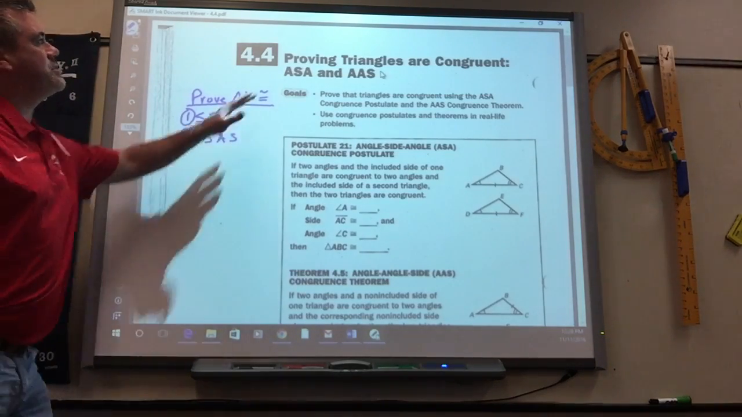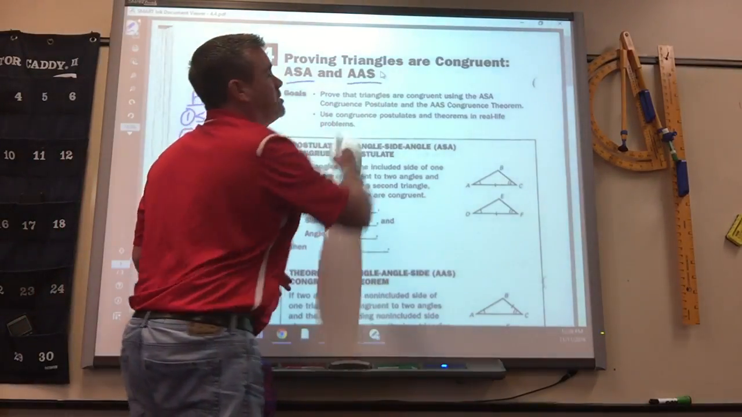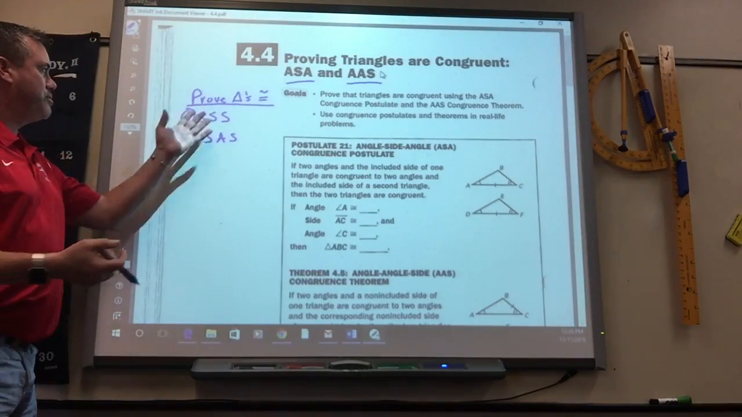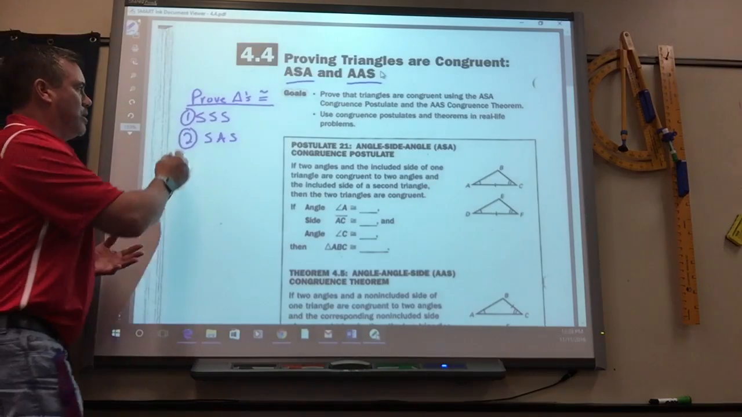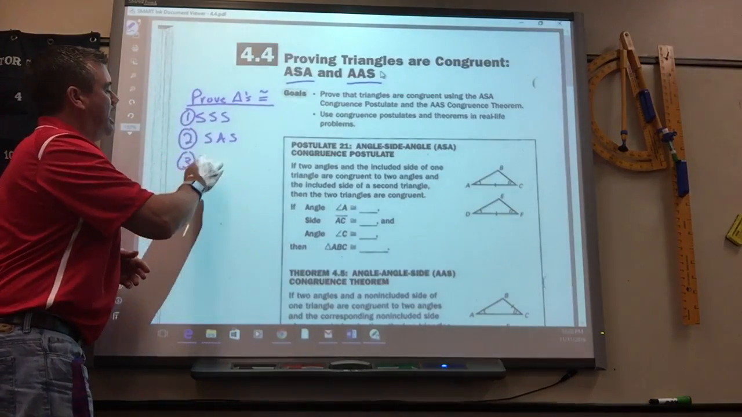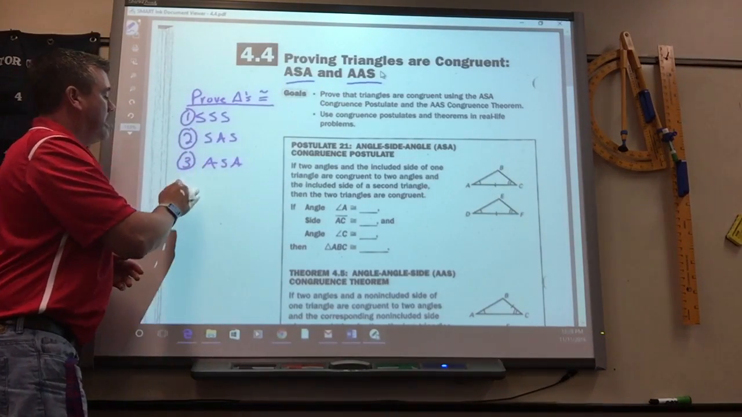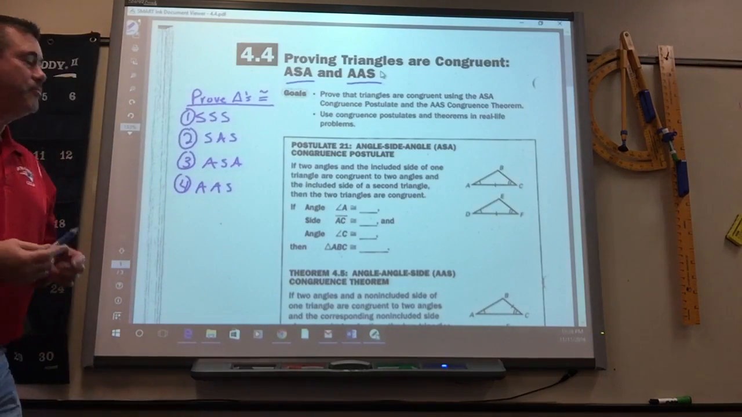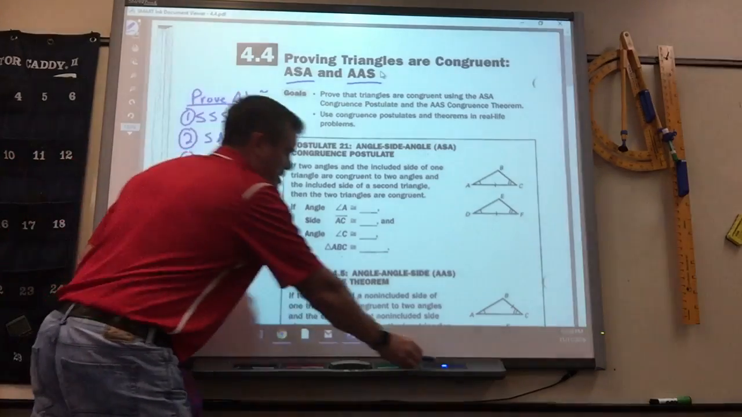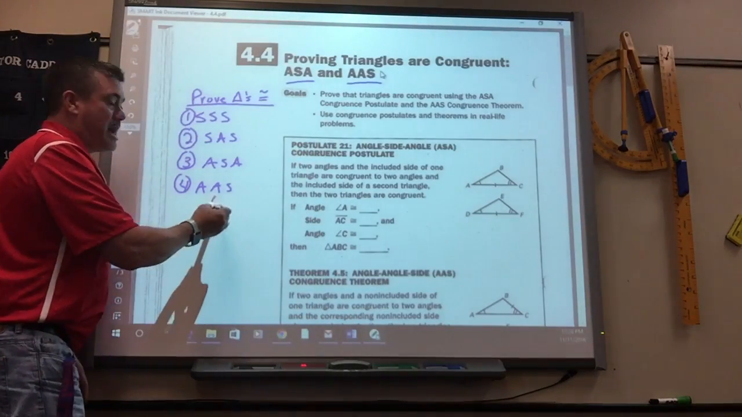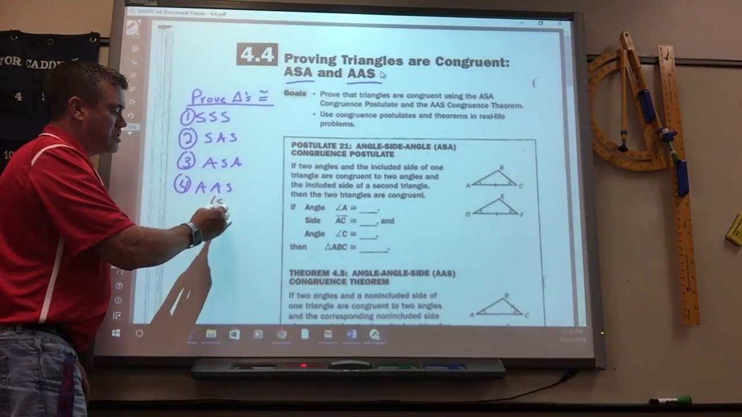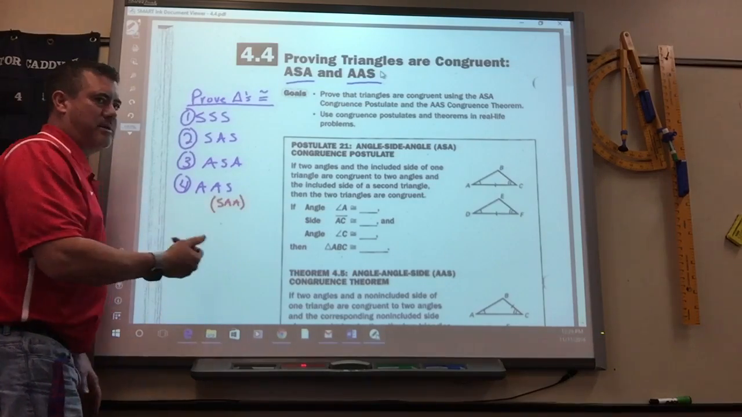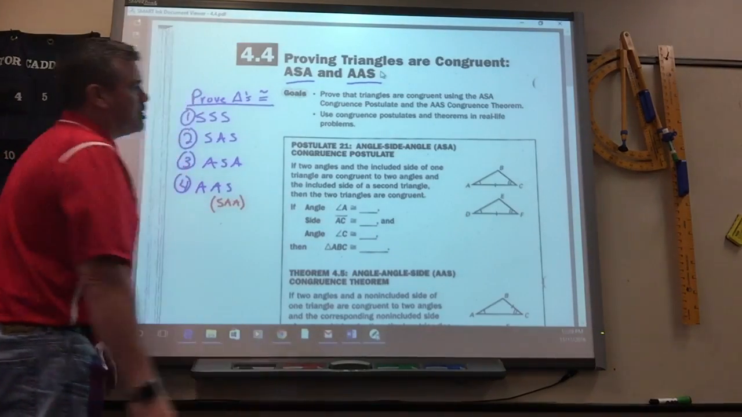So this is adding two more ways now. So now you're not going to just have two reasons, you're going to have four things that will work. Angle, side, angle, and angle, angle, side also works. Now this one, angle, angle, side, it doesn't matter which way you write it. You could write it backwards, side, angle, angle. That doesn't matter. So they're done the same way.